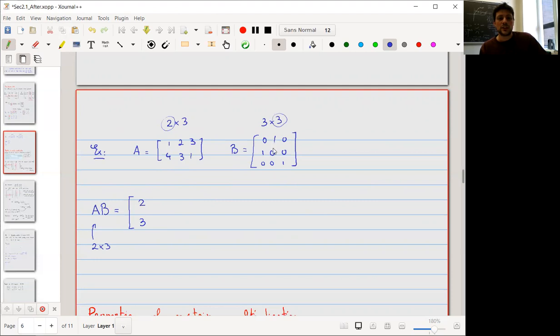Then I switch to the second column, which means take the rows of A and multiply them with the second column of B. First row times second column gives me 1. Second row times second column gives me a 4. Let's have a look at the third row. 1, 2, 3 times 0, 0, 1 just gives me a 3. And 4, 3, 1 times 0, 0, 1 gives me a 1. Here's your multiplied matrix.